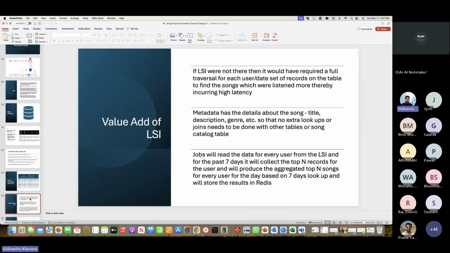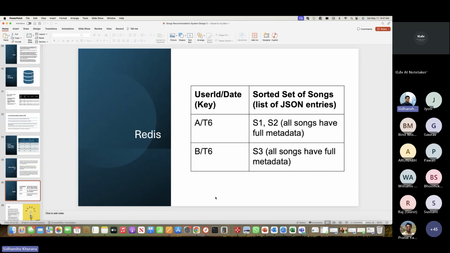So going back to Redis. In the Redis, we'll store like this. As I said, Redis provides some rich features like sorted sets, pagination, etc. So for example, for user A on day T6, if the user opens their app, they will see their recommendations. What are those songs, right? And it will have all the metadata so that we don't have to get the data from another system, and we will load the data on the fly in a highly performant way.